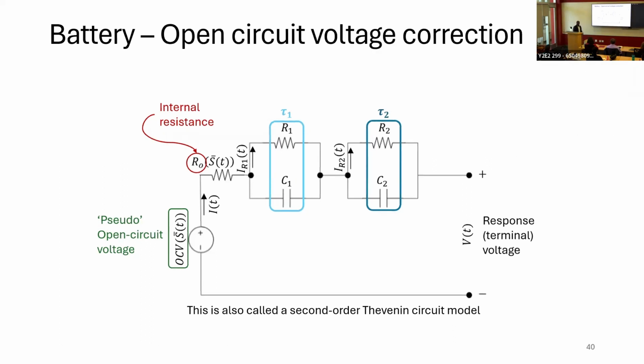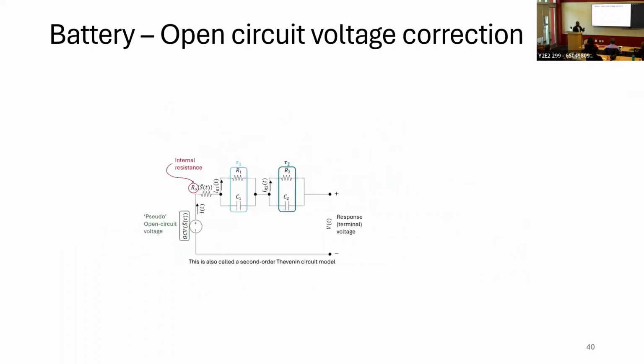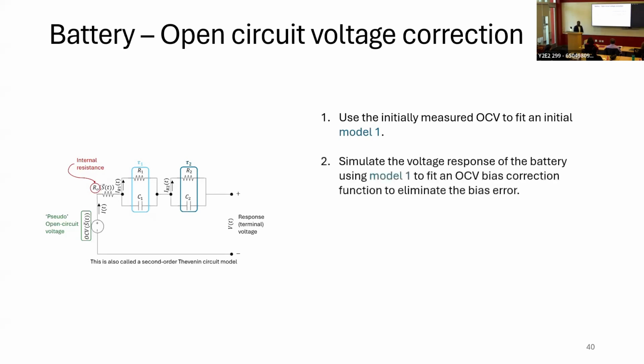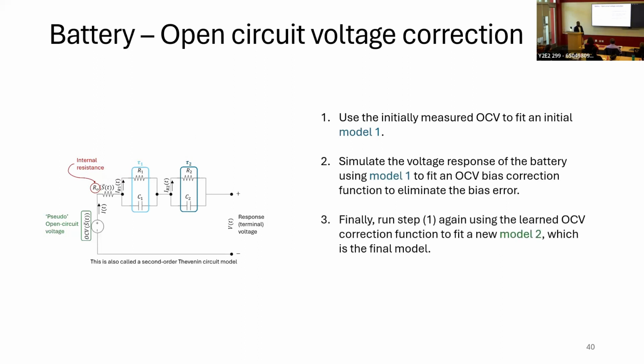And now I'll talk about the method that we introduced called open circuit voltage correction. Open circuit voltage correction comprises 3 steps. First, we use the initially measured open circuit voltage, or OCV, to fit a model 1. After we do that, we use that model to learn a bias correction function. And after doing that, we fit a new model to improve our model, essentially. And we'll show how this works.